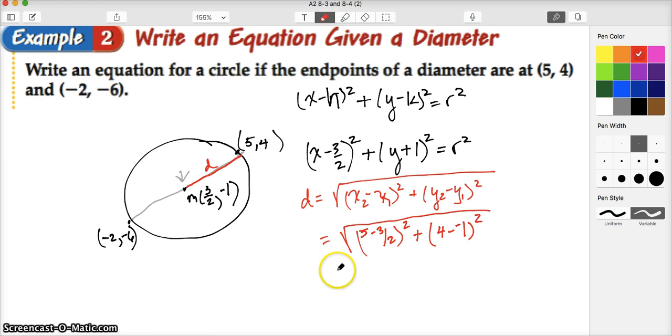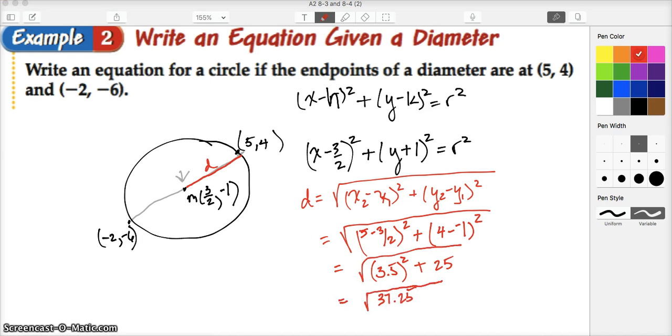We get this, and this is going to become 5 minus 3/2, which is 5 minus 1.5. It's going to be 3.5, right? 3.5 quantity squared plus 5 quantity squared, which is 25. So with a little math and help from my calculator, I got the square root of 37.25.